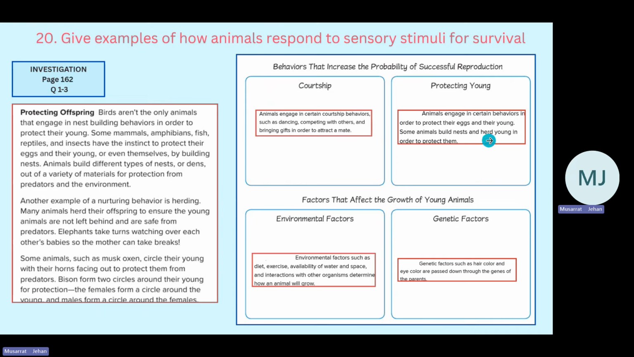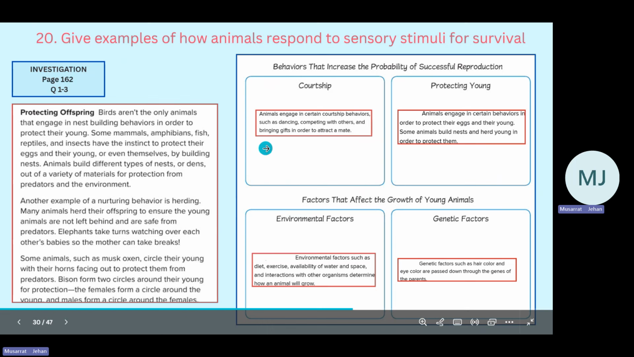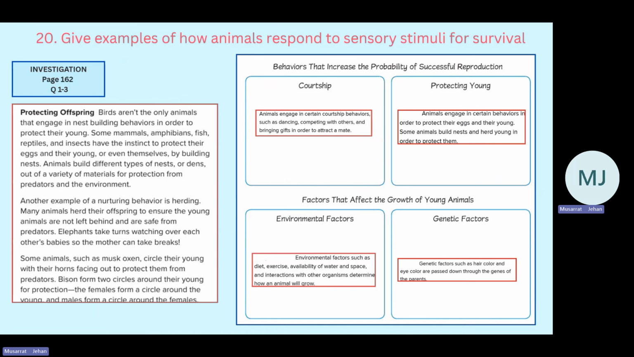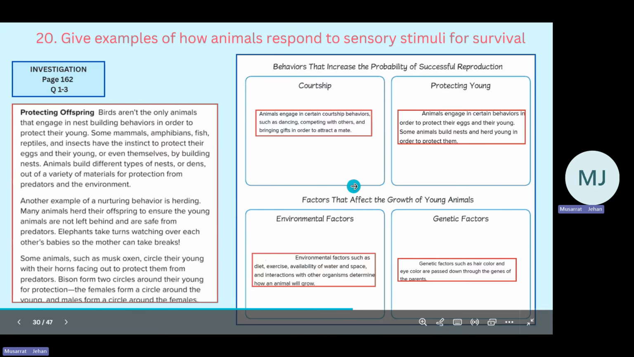Now, for growth and development, animals can grow and develop, but it depends on two factors. Genetic factors are those which they get from the parents, like the color of the hair and the eye color. But there are also environmental factors, like the diet. If they're getting a good diet, they will be tall and healthy. So diet, exercise, water, and food make them better. So there are environmental factors and genetic factors.